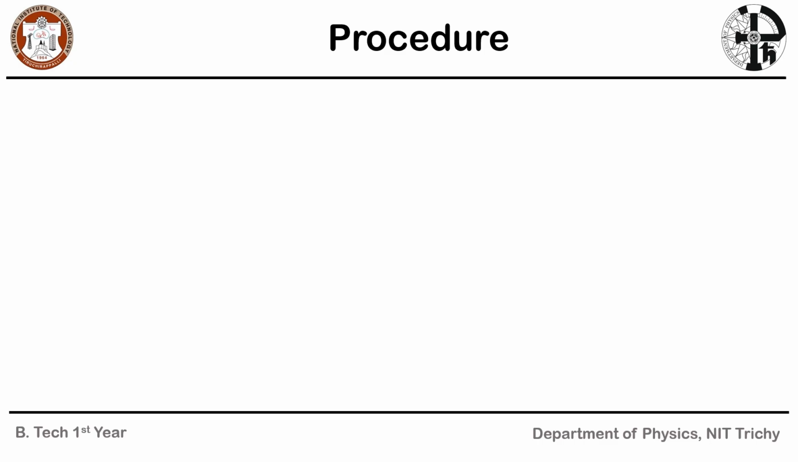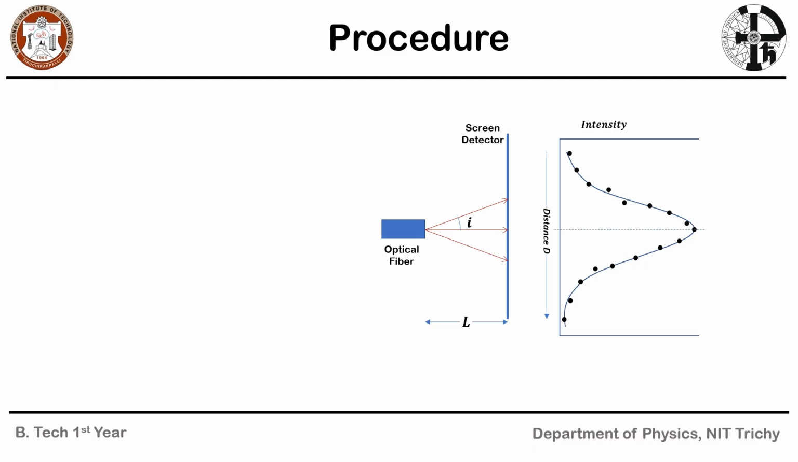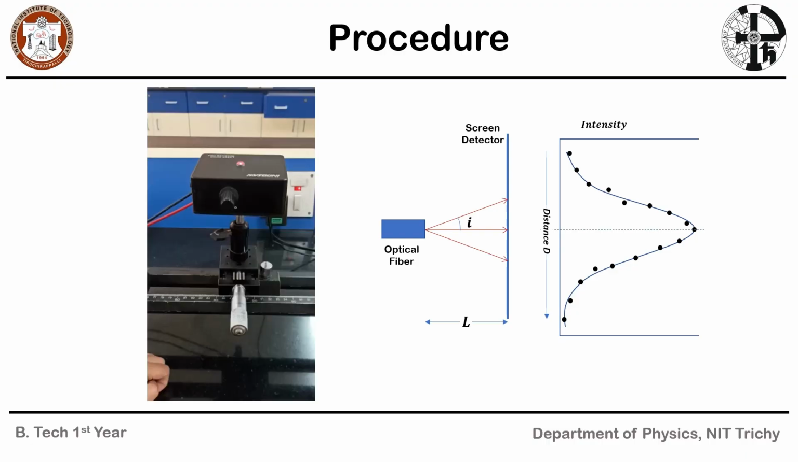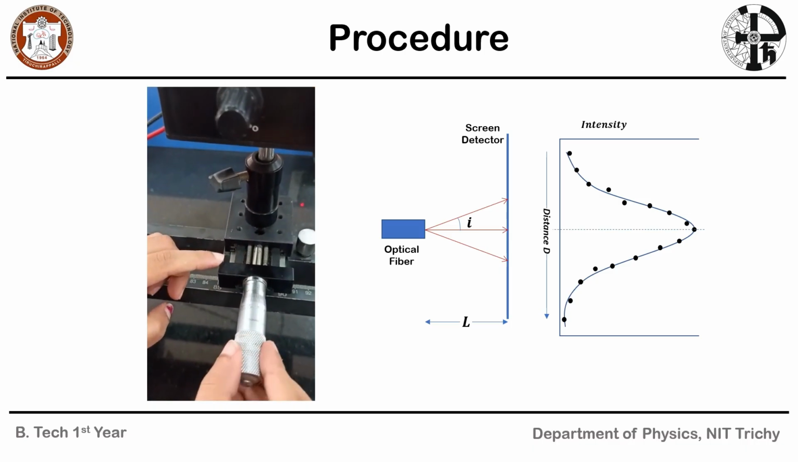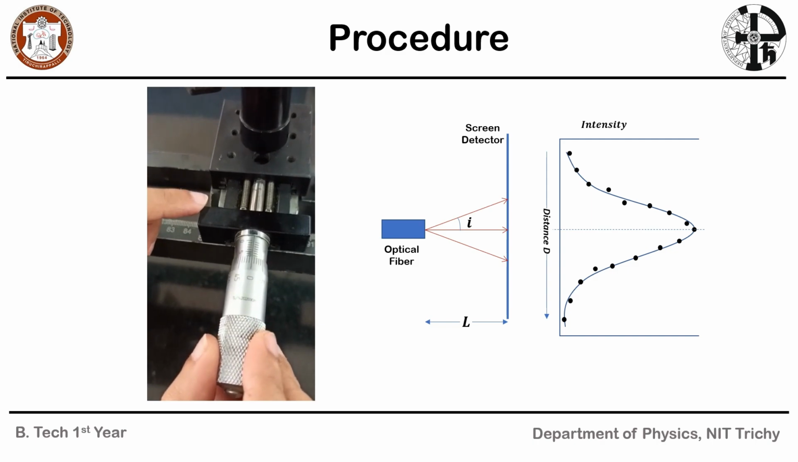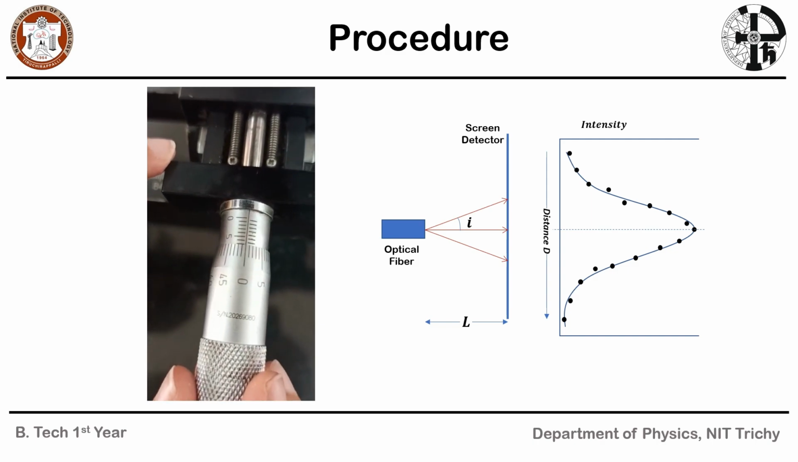Now, we will explain how to measure distance D. This is a schematic diagram showing the intensity profile of laser light coming out of the optical fiber. Distance D is the lateral displacement of the photodetector. Now, we will show a video of how to measure the distance D. The photodetector is attached with a screw gauge. The lateral displacement can be measured by this screw gauge.